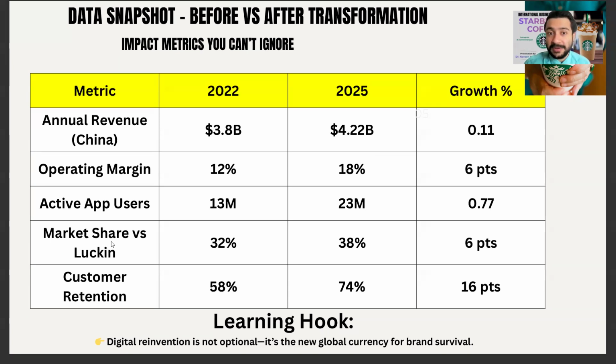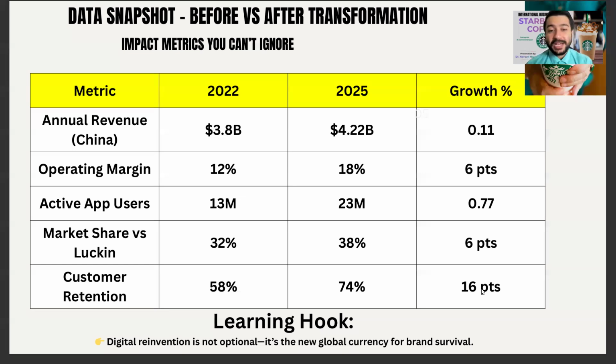Market share versus Luckin: 32 percent in 2022, and 38 percent in 2025, that is a 6 point hike again. Customer retention went from 58 percent to 74 percent, a 16 point hike. So the learning hook here is that digital reinvention is not optional in this age, my dear friends. It's the new global currency for brand survival also. We have to go global, no other way at all.